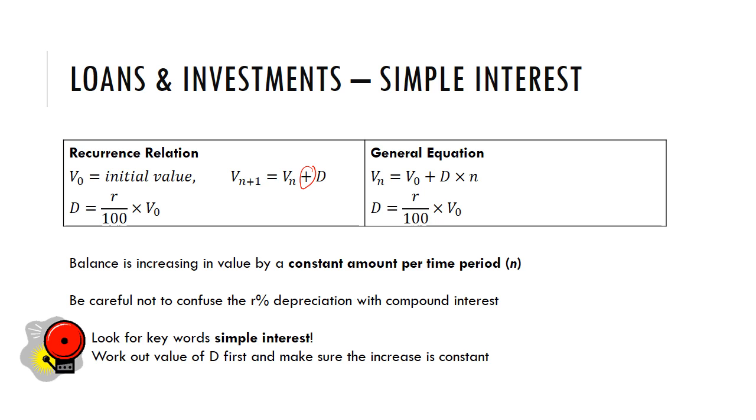Again, often it'll give you an R percentage rate, but that is in relation to the initial amount, so either the principal value, what you invested or what you borrowed. So just be careful, you're looking for those words simple interest before you decide what type of formula you need. Okay, and again we have our recurrence relation version and our way of calculating D, and also our general equation, which we'll most often use. And your first step is always to work out that value of D if it's not given to you.